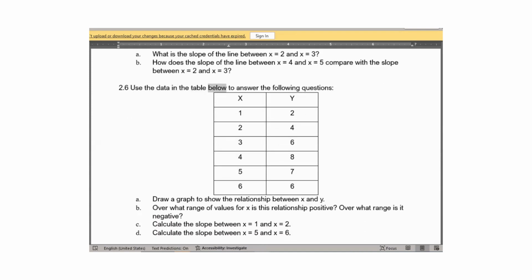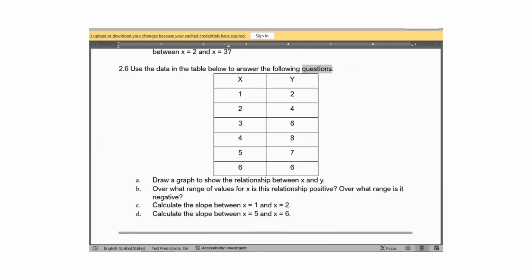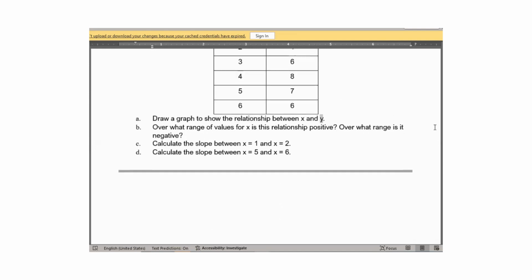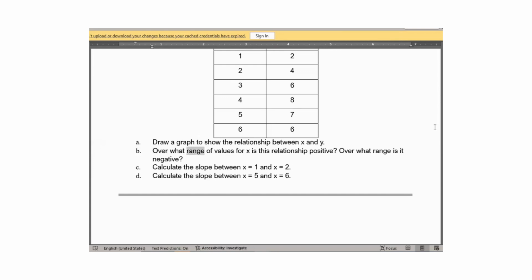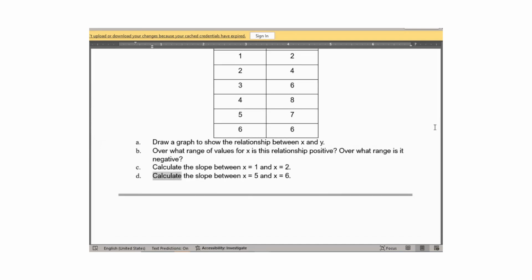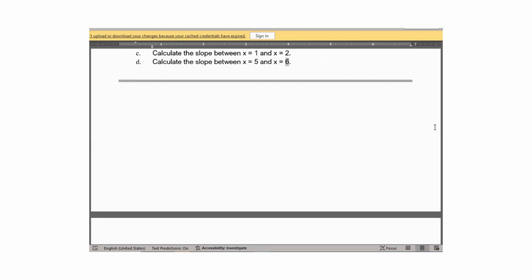Use the data in the table below to answer the following questions. X, Y. Draw a graph to show the relationship between x and y. Over what range of values for x is this relationship positive? Over what range is it negative? Calculate the slope between x equals 1 and x equals 2. Calculate the slope between x equals 5 and x equals 6.